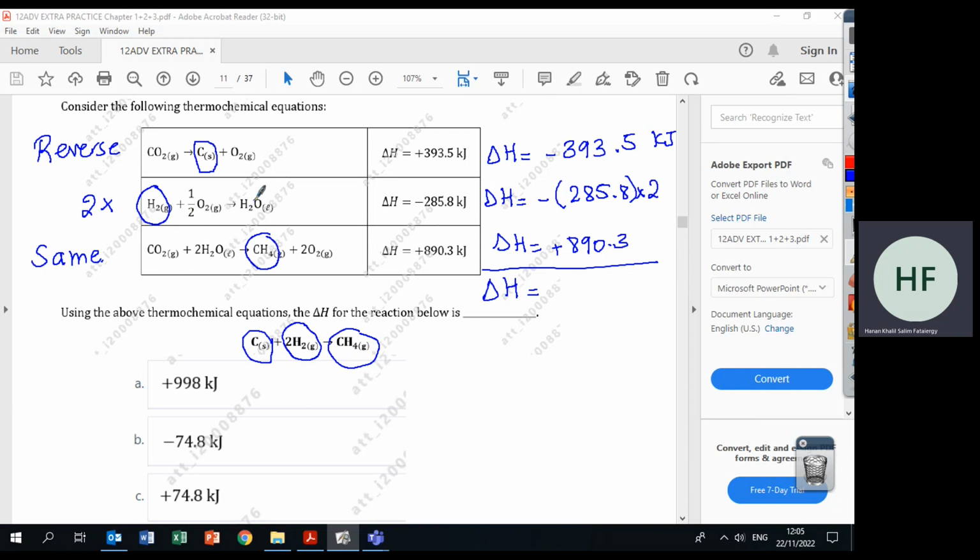Be careful, I need to use each equation once only. I will not use any equation more than one time. Okay, and I will not leave any equation unused. يعني كل equation لازم use it once only.